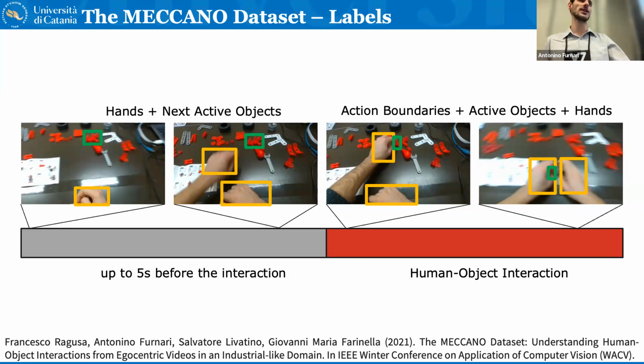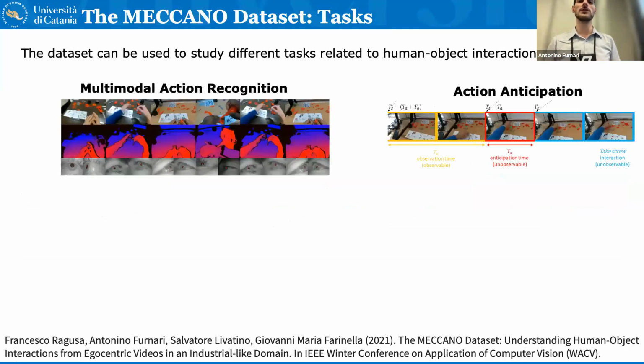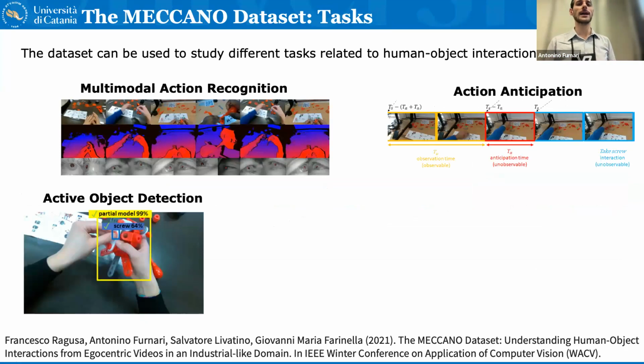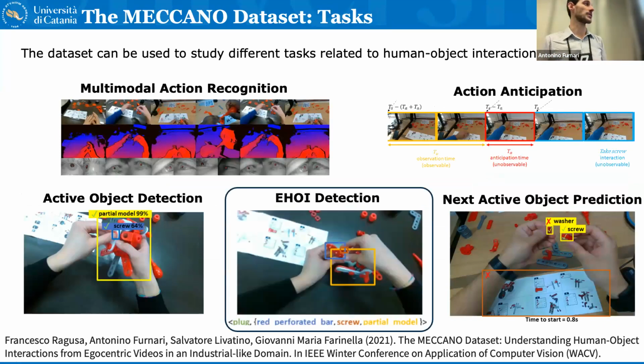So I know that a given object is not being manipulated now, but it will be touched at some point in the future. These are the kind of labels that we have. And using this label, we can investigate tasks such as multimodal action recognition, action anticipation, active object detection, and next active object prediction. In particular, and this is a task we are working on at the moment, is egocentric human-object interaction detection. The idea here is that you want to understand where the hands are, which objects are being manipulated, and optionally also what action you are performing.